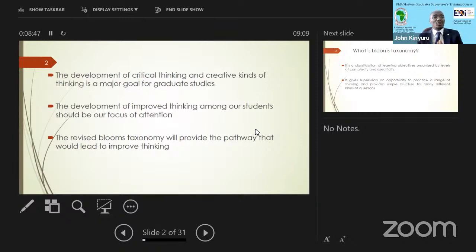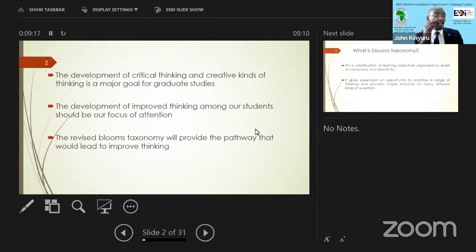So the development of critical thinking and creative kinds of thinking is a major goal for graduate studies. You just don't want them to pass through. You want them to develop critical thinking. You want them to be creative in their thinking. This is not undergraduate. This is not high school. Because you are training, most likely, a person who is going to be in academia.